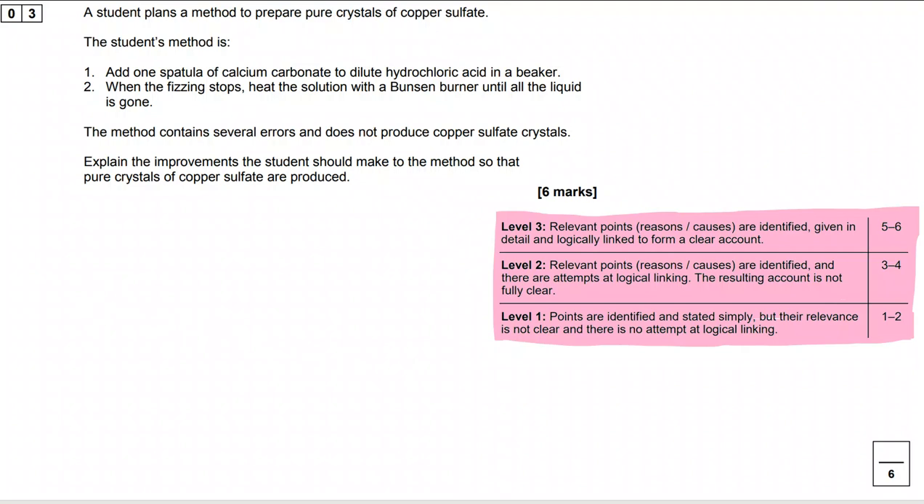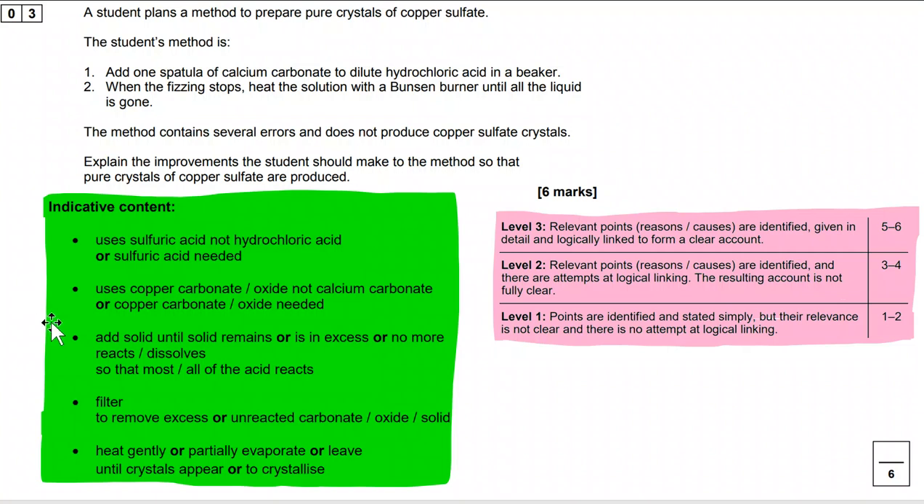Now, in terms of the indicative content, there are a number of things, as already been pointed out. We're making copper sulfate, so we would not do that with hydrochloric acid. We would use sulfuric acid. Similarly, if we're making copper sulfate, it makes no sense to use calcium carbonate. We would need to use copper carbonate instead of calcium carbonate.